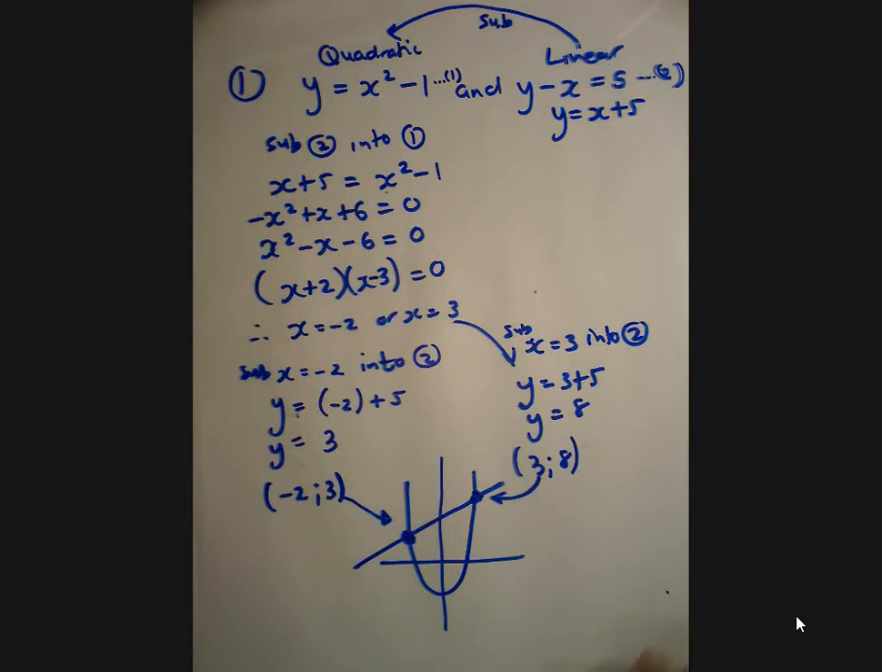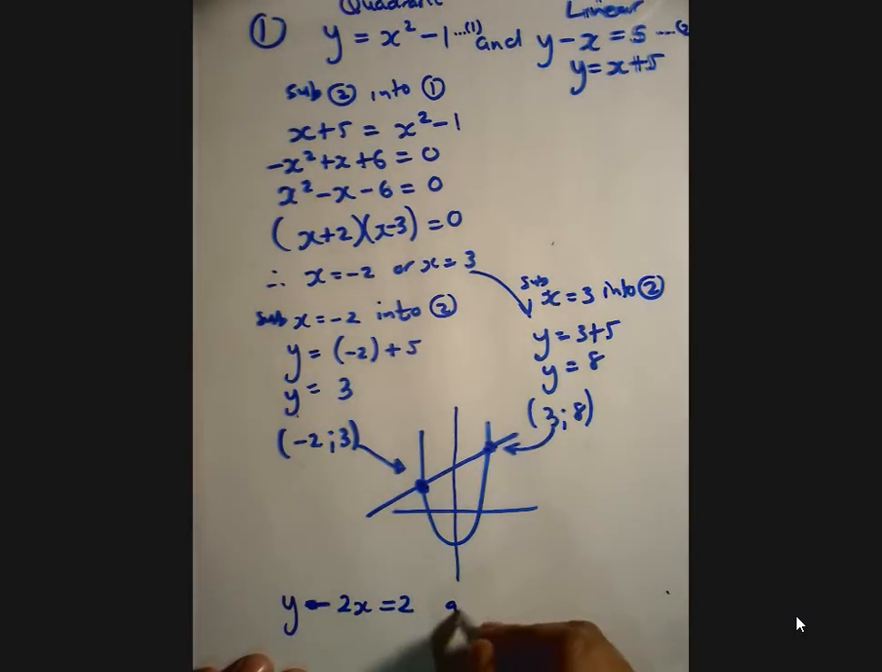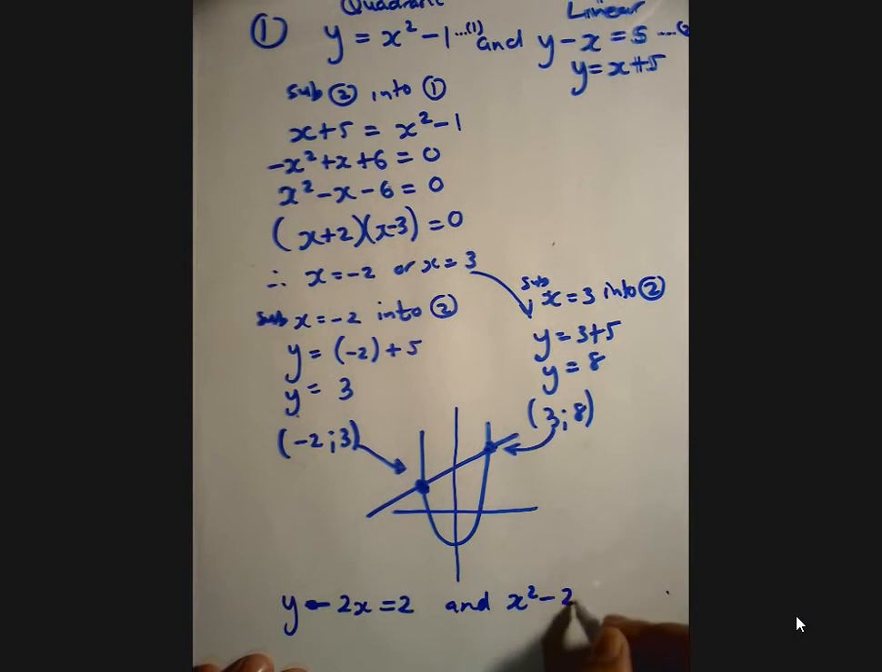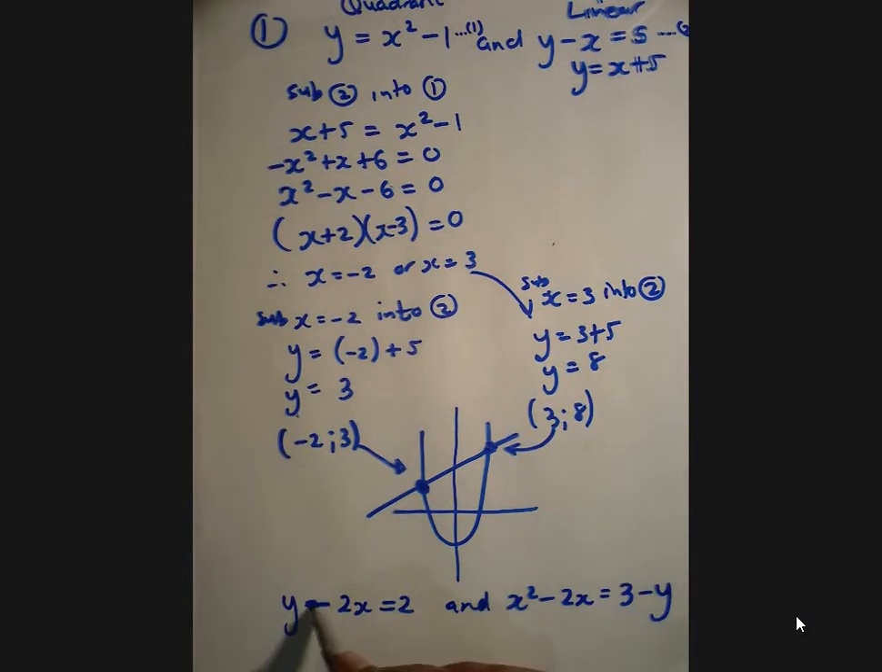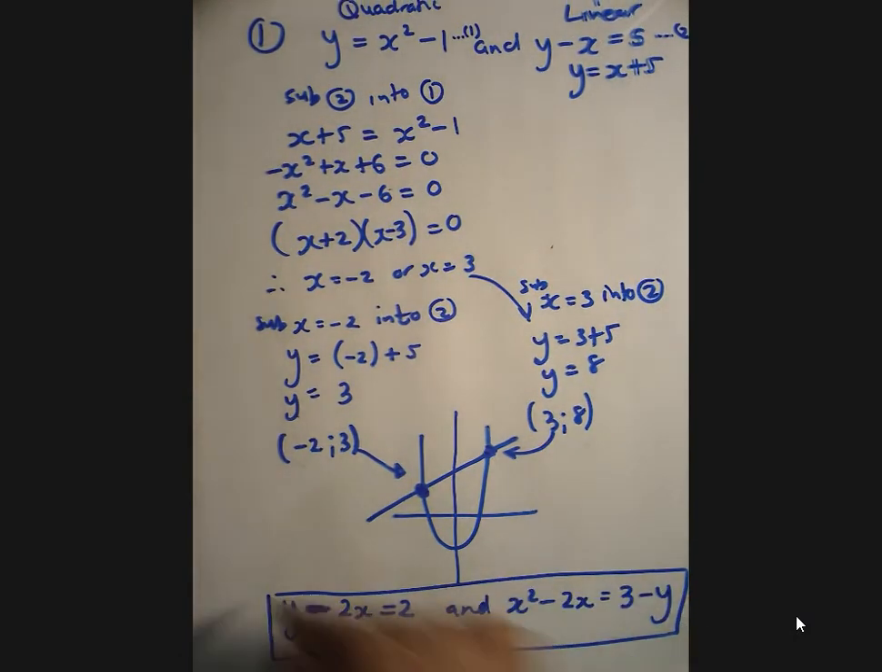Okay. Right. It says here y minus 2x is equal to 2, and x squared minus 2x is equal to 3 minus y. And it says solve this one here. Alright, pause your screen and do this one yourself now. Don't cheat. You need to practice on your own.